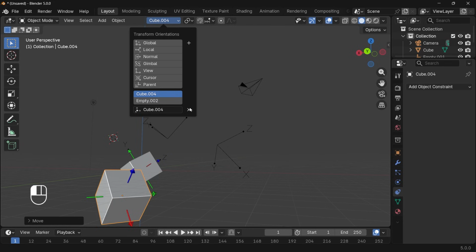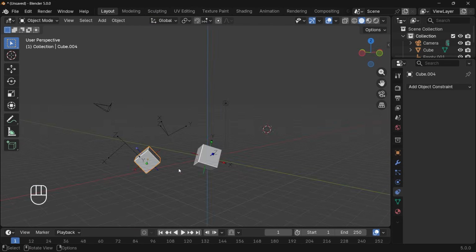But I think that's all there is to learn about transform orientations in this particular video at least.